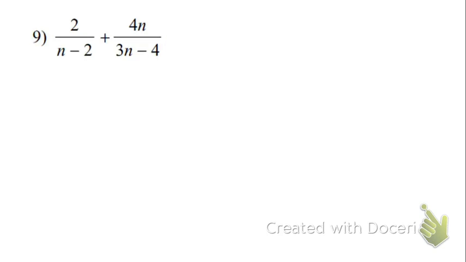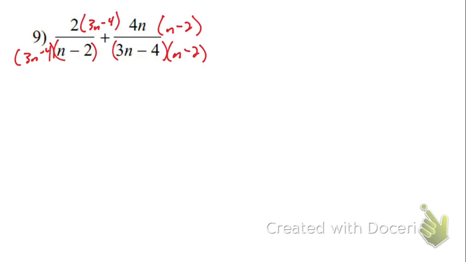Right on. All right, this is another one of those problems, ladies and gentlemen, where they don't match at all. So this has a 3n minus 4. This needs an n minus 2, up top and on bottom. This is an n minus 2. It needs a 3n minus 4, on top and on bottom. All right, so my denominator is now n minus 2, 3n minus 4.